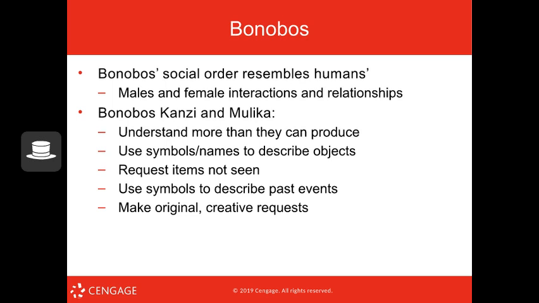and they use symbols and names to describe objects. And they can also request items that are not there, right? So if you have an apple in front of a bonobo, it's reasonable that it would be able to communicate, hey, I want that apple. But if they've had an apple a week ago and they love apples, it's pretty cool that they can formulate the idea of, there was this thing that I had in the past. It's not here in front of me, but I can communicate that I want that, right?